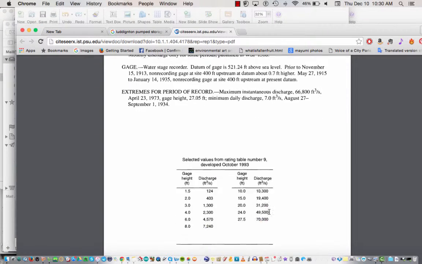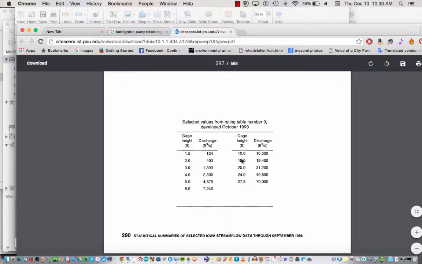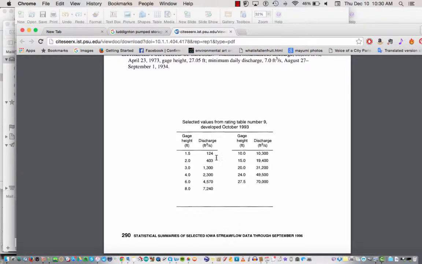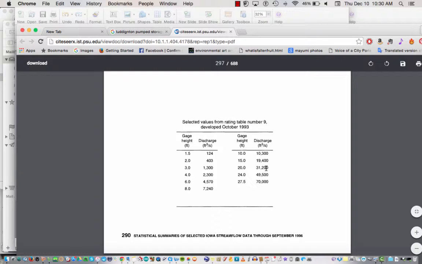Then let's look at how the gauging station works. What this shows is that the height of water on the gauge indicates how much flow in cubic feet per second there is in the stream. Somebody had to go out and calculate this and calibrate the height of water in the river to the amount of flow in the river. And you can see that this has been done.